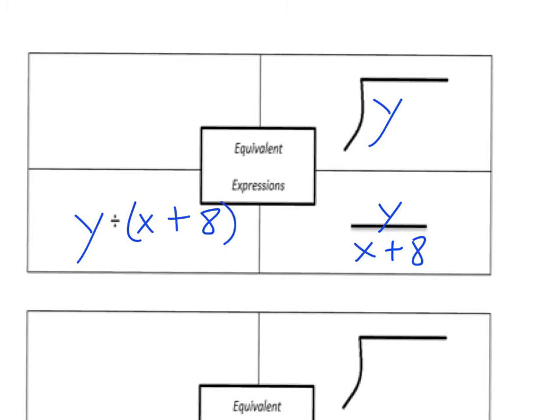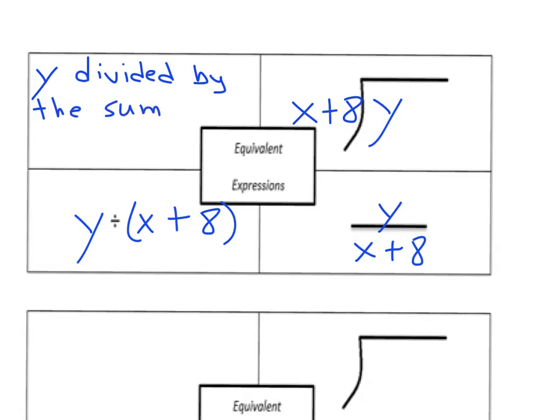And on the one up top, again, Y is my dividend, so we're dividing it by the sum of X plus 8. And I just kind of gave you a clue on the words. We are doing Y divided by the sum of, remember sum is the answer to an addition question, X and 8. All right, how'd you do? Cool.